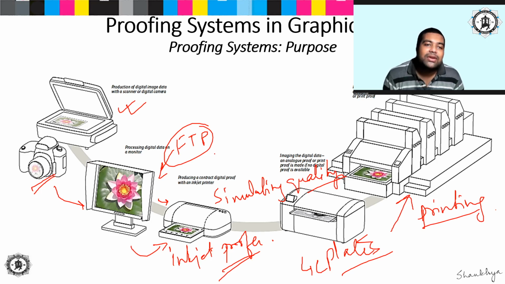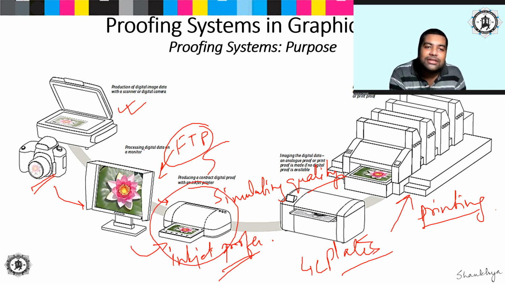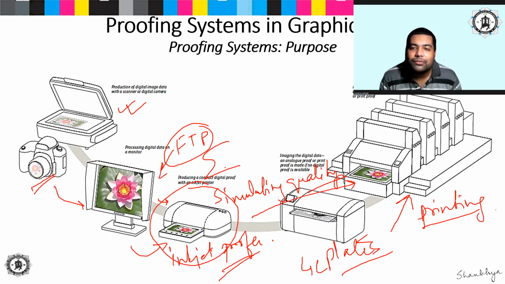say that okay, we are doing something, we are operating the proofer using some function such that the proof that you are getting from the inkjet proofer is simulating the quality that you are obtaining from the offset printer. Okay, so this is how you are obtaining the proof.